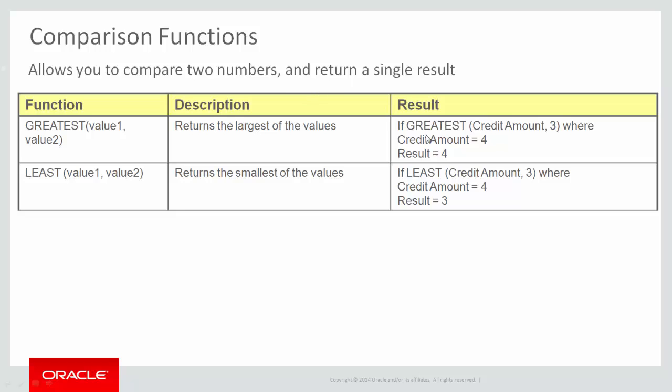So for example, in the results section, let's say we're taking the greatest between a field that says credit amount and a constant, which is the number 3. And let's say in this example the credit amount value is 4, it would then yield us a result of 4 because of course 4 is greater than 3. And then conversely, in the example for the least, if it's between the credit amount and the number 3, where the credit amount is 4, if we're taking the least of 2 values, that would then result in 3. Pretty self-explanatory.